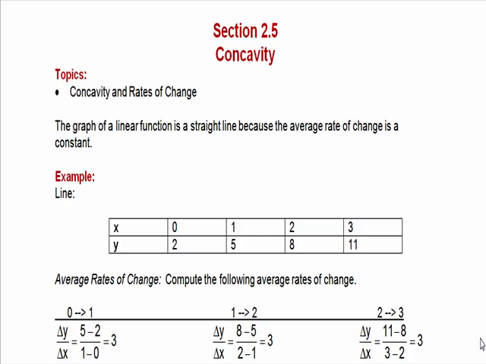Now we're going to take a look at section 2.5, concavity. First point we'd like to make is that the graph of a linear function we know is a straight line because the average rate of change is a constant.